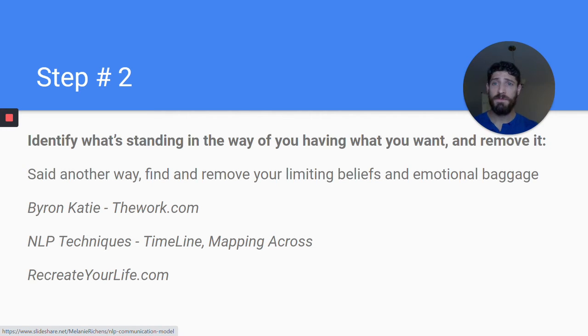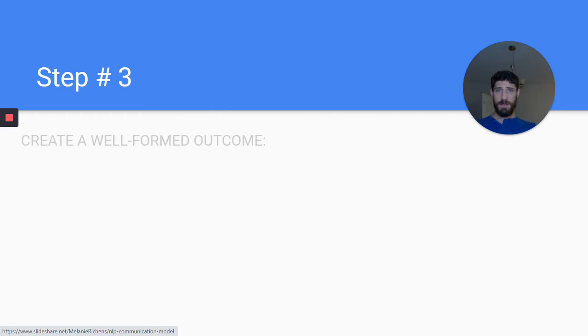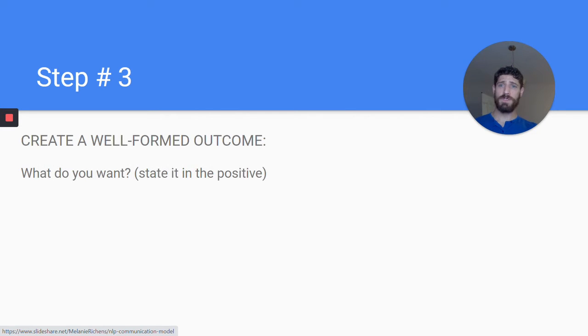Step two, figure out what's standing in the way of what you want and remove it. Then step three, we need to create a well-formed outcome. So there's a couple questions we need to ask ourselves. We basically ask ourselves, what do we want? And once we know what we want, okay, we have to state it in the positive.